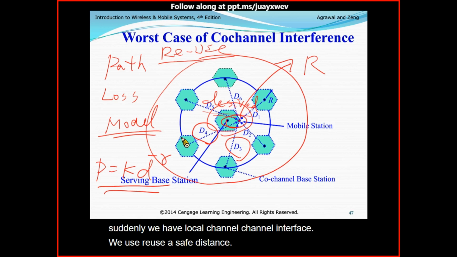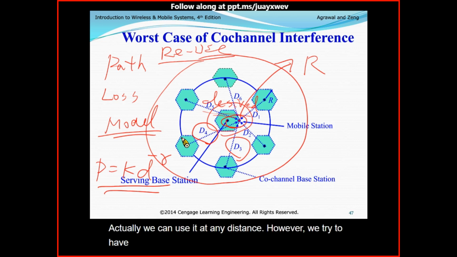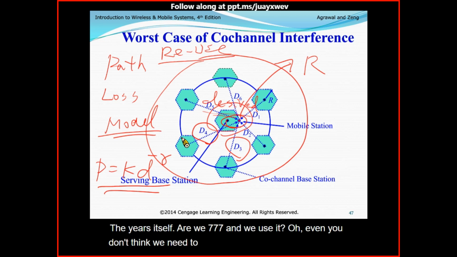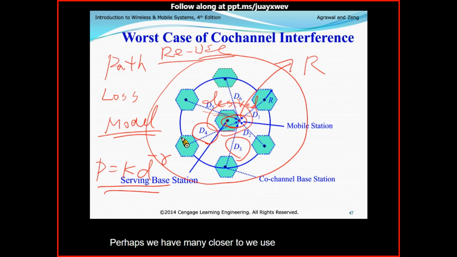Actually, you can reuse it at any distance. However, we try to have the same pattern to reuse. So that's why we will have the reuse distance. For example, you can reuse it after 5 cells, for example 1, 2, 3 to 5, then you reuse it. But if you don't like it, maybe you can reuse it at 7 cells, then you reuse it. Or even you don't think we need to follow a pattern. Perhaps we have many closer reuses, so we'll cause irregular interference.